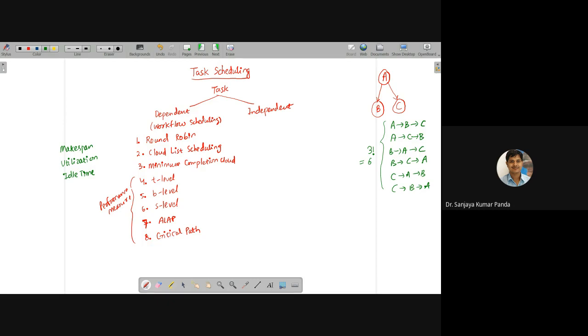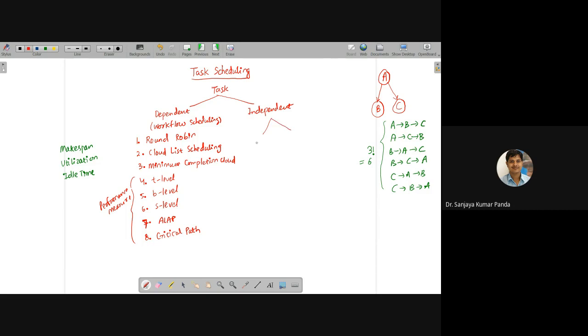So we have to come up with some solutions, right? How to order these tasks by observing the execution time of the task, and find a proper order, so that you can find better management and utilization. So if you go for independent tasks or dependent tasks, you can categorize them into 2 parts.